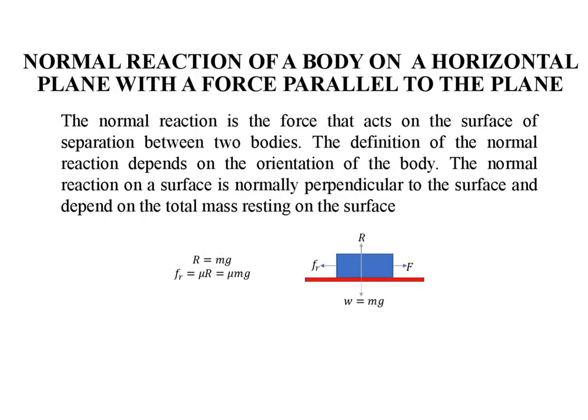Now, let's look at normal reaction of a body on a horizontal plane with a force parallel to the plane. Now, look at the things we are dealing with. If you look here, you will discover this is the force. The force is parallel to the plane. Then, the frictional force opposes motion. So, this is the type of orientation we are dealing with in this case, normal reaction of a body on a horizontal plane. Now let's move on.